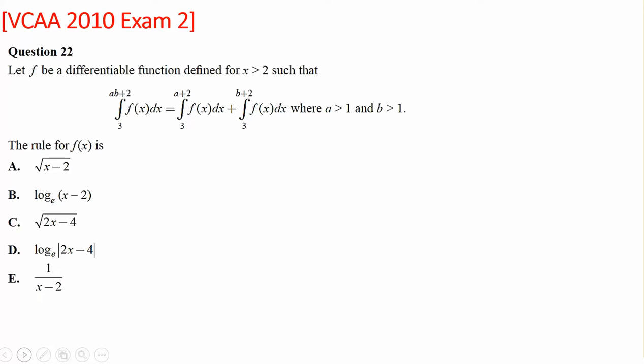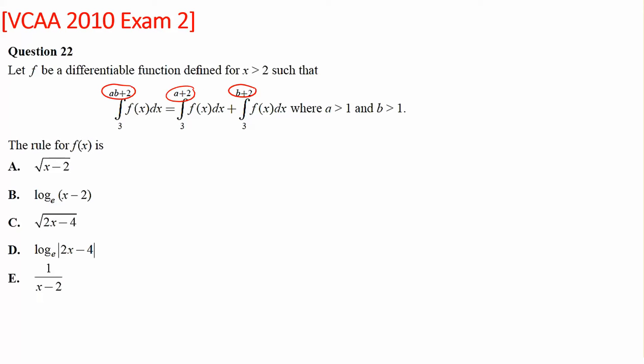Most approaches to get it right was either trial and error, or you can decipher it logically. You can decipher it logically if you understand this part. This is the key part that you have to understand. You see, because you've got the same integral, but it's a change of 3 to ab plus 2. And you'll want that integral to be ab plus 2 is equivalent to a plus 2 plus b plus 2.